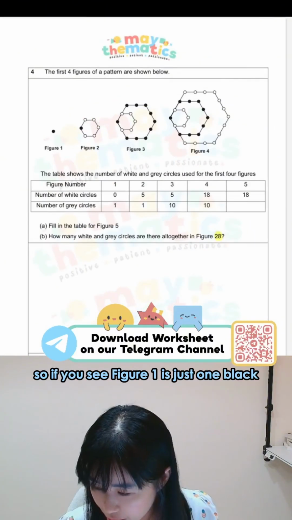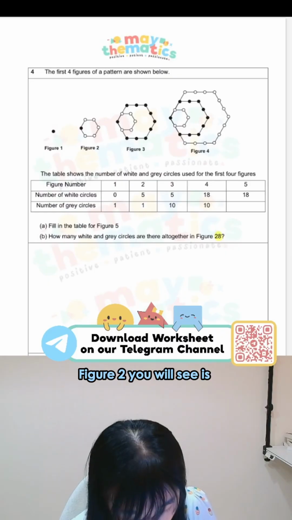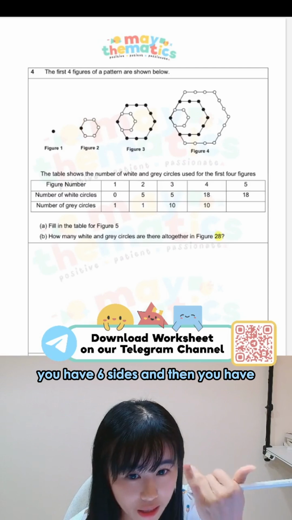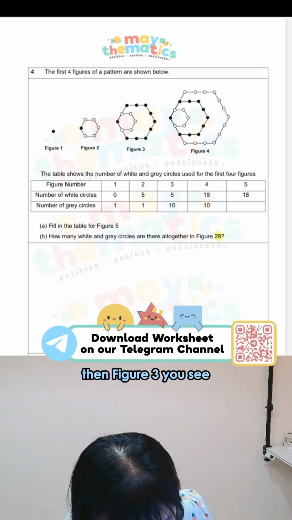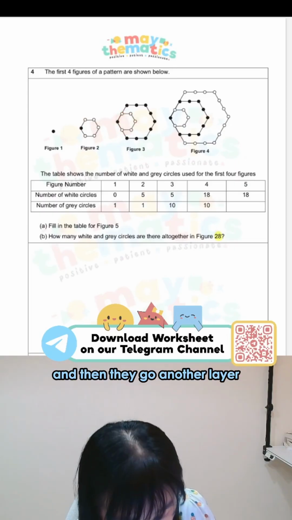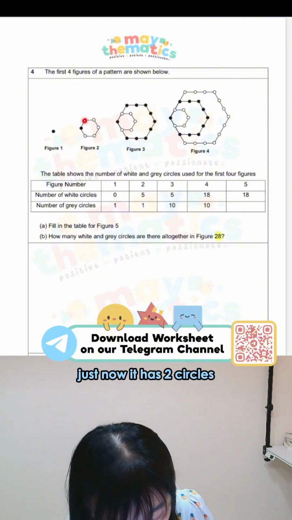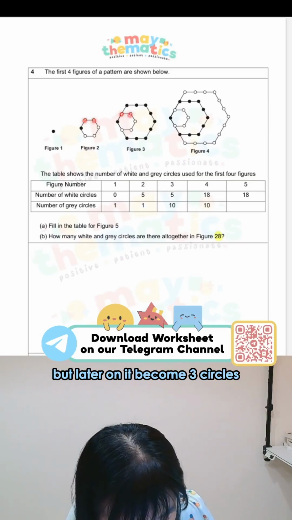So if you see, figure 1 is just one gray circle. Figure 2, you will see 1, 2, 3, 4, 5, 6. You have 6 sides, and then you have 1, 2, 3, 4, 5, 6, like this. Then figure 3, you see 1, 2, 3, 4, 5, 6, and then they go another layer, 1, 2, 3, 4, 5, 6. Just now, it has 2 circles in this layer, but later on it becomes 3 circles.